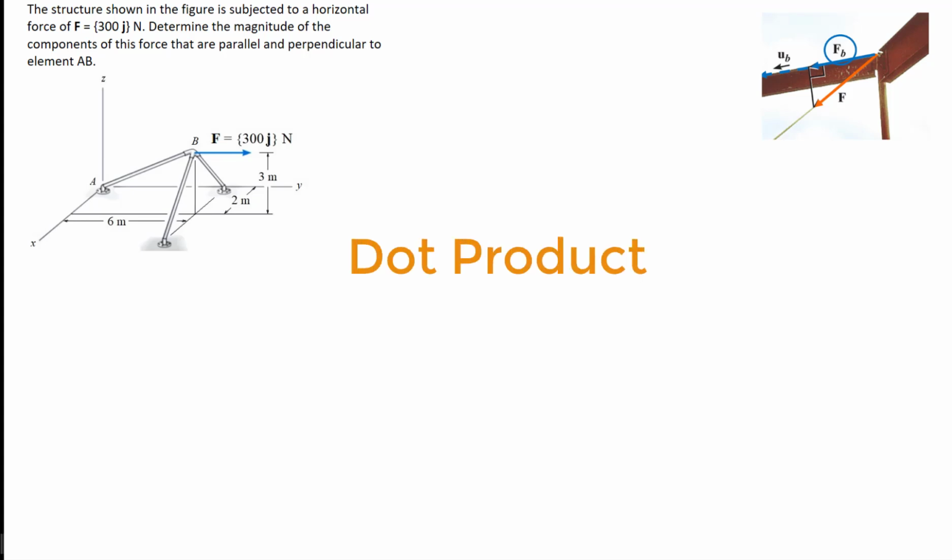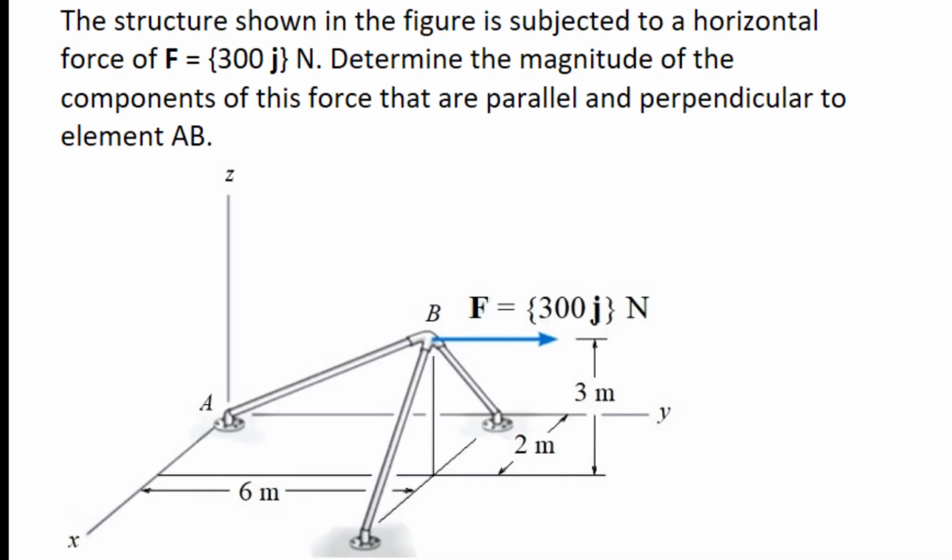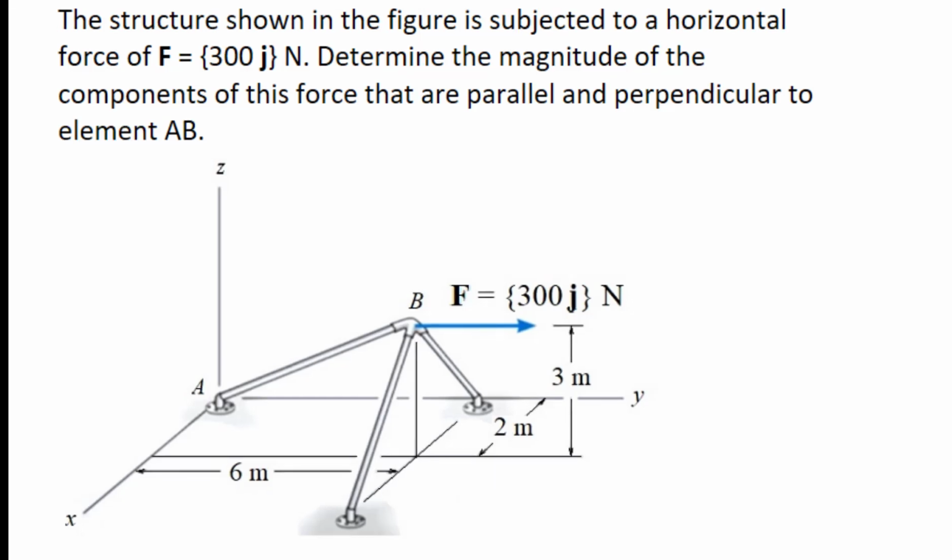Hello, my friends. Today we will resolve this problem. It says the structure shown in the figure is subjected to a horizontal force of F equal to 300 newtons. This is a Cartesian vector. Determine the magnitude of the components of this force that are parallel and perpendicular to the element AB.